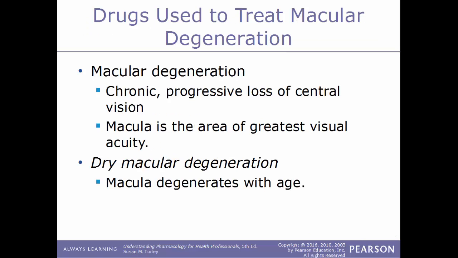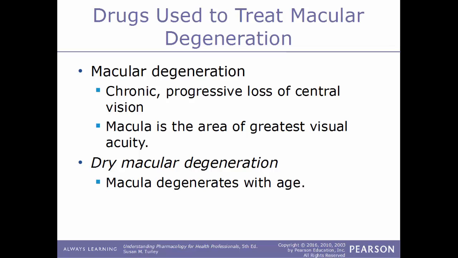Alright, now we'll move on to drugs that are used to treat MD, macular degeneration. Now this is a chronic progressive loss of central vision, and the macula is the area of the greatest visual acuity within the eye. And there are two generic types of macular degeneration.